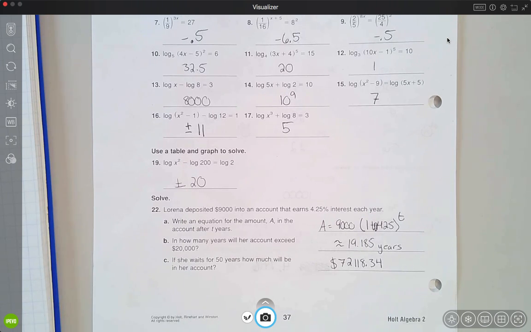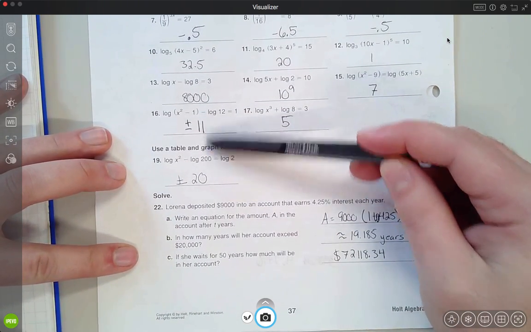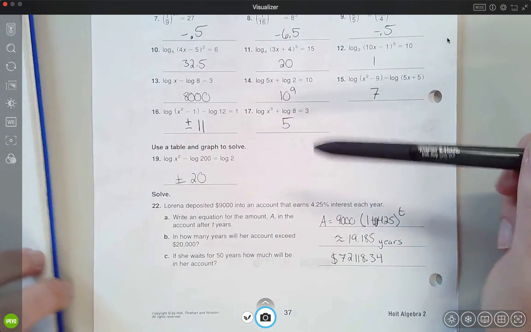All right, and just a couple things before we get started on the quiz. I just want to point out a couple of these. Some of these are pluses and minuses. Okay, that's happening again because they have these squared pieces that when I plug them in, they end up being positive. So both of them end up working.